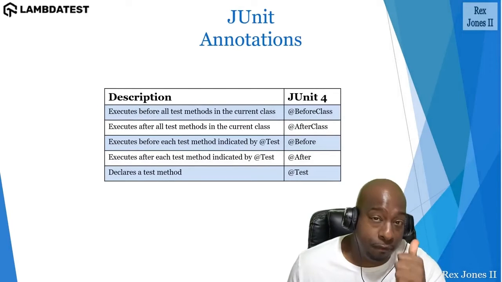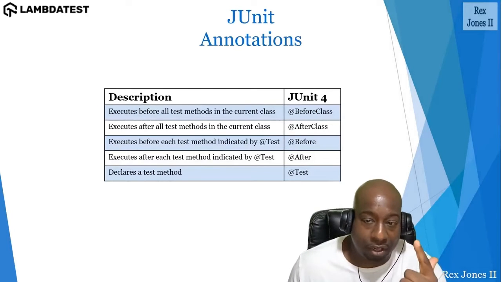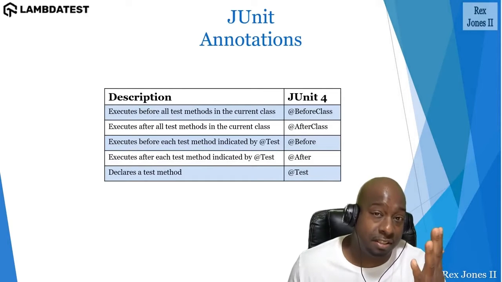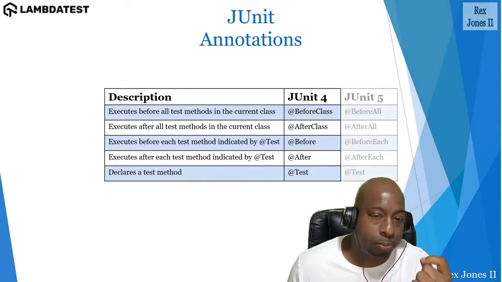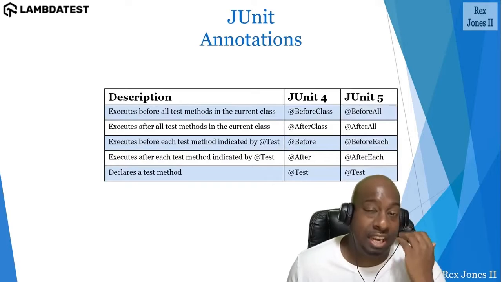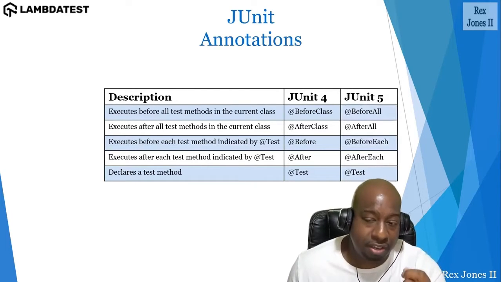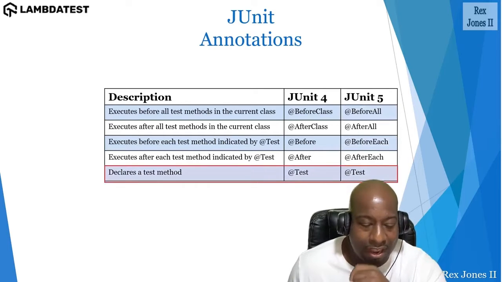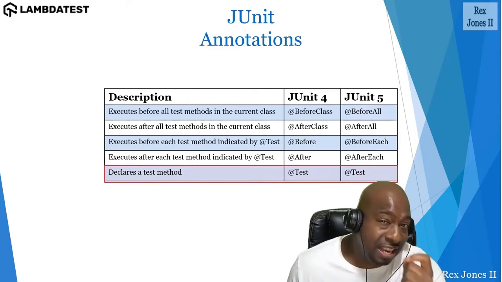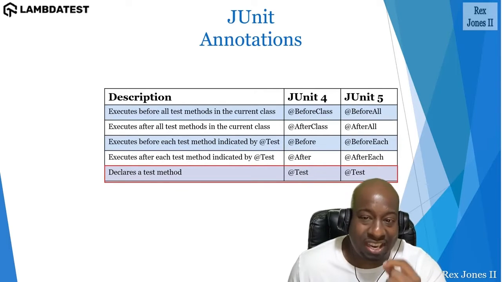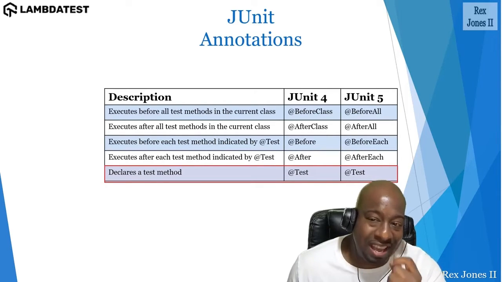Descriptions: before class, after class, before, after, and test. The same descriptions are available for JUnit 5. However, the annotations are different except for the test annotation. The test annotation remains the same because it declares a test method. That's how we test our application.